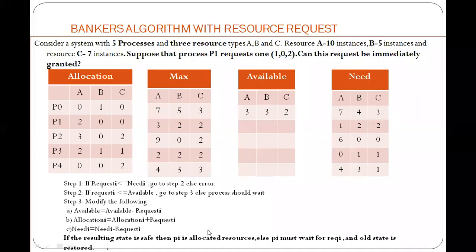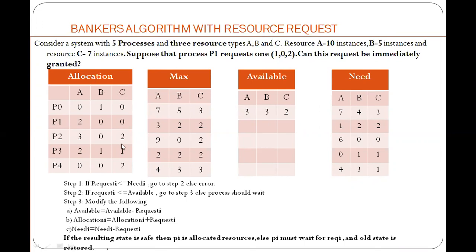Hello students, today we shall see another variant of Banker's algorithm, that is with resource request. The case remains the same. I have added a new sentence. Suppose that process P1 requests 102. That is, this is its immediate request. It needs 1 of A, 0 of B resource and 2 of C resources. So the question is, can this request be immediately granted or not?